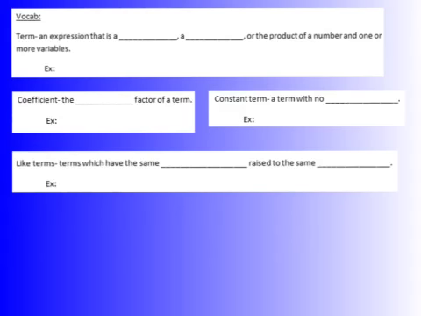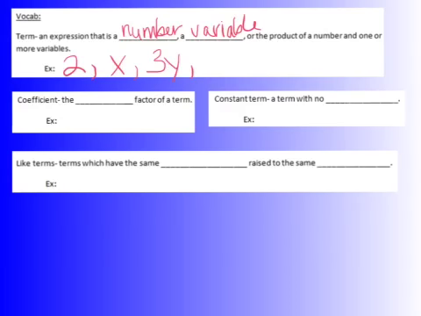Alright, so starting out with the vocabulary, a term, the word term, that's an expression that is a number, a variable, or the product of a number and one or more variables. So we're going to write number in here and variable. So an example of a term, well, a number, so like 2, or a variable such as x, or the product of a number and one or more variables. So like 3y or 3xy. All of those are considered terms. So here I have 1, 2, 3, 4 terms.